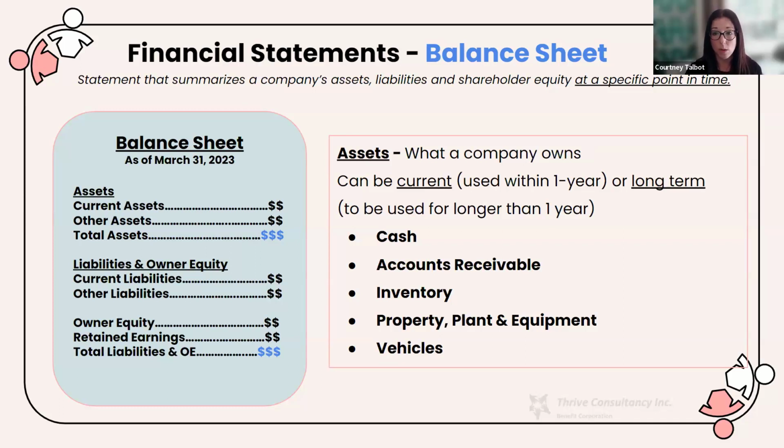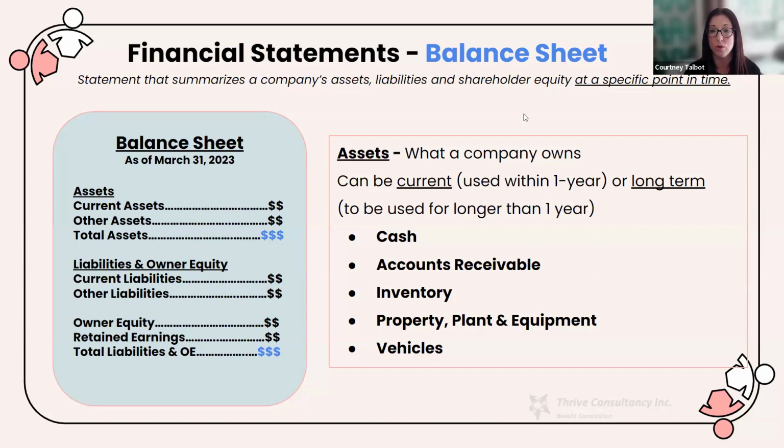So assets, let's start with assets. They are what a company owns, remember? And they can be current, used within 1 year, or long term. As I mentioned, there can be intermediate assets, but generally it's just current or long term. Some of the examples could be cash, accounts receivable, because that is money that your customers owe you, so it's an asset to you. Inventory, those are things the company owns. That is considered assets. Property, plant, and equipment, we went over this a little bit. All of those are things that a company owns and is using. And vehicles can also be assets as well.